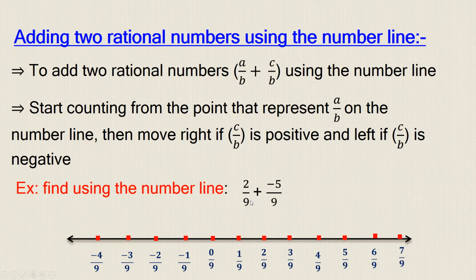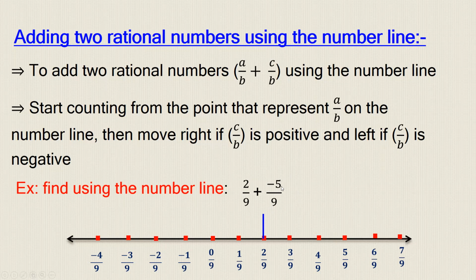Now, inshallah, we start from the first rational number. The first rational number is 2 over 9. I will start from 2 over 9 and move 5 steps to the right or to the left. I said before that if the rational number is positive, I will move right; if the rational number is negative, I will move to the left. Now I notice the rational number is negative 5 over 9.